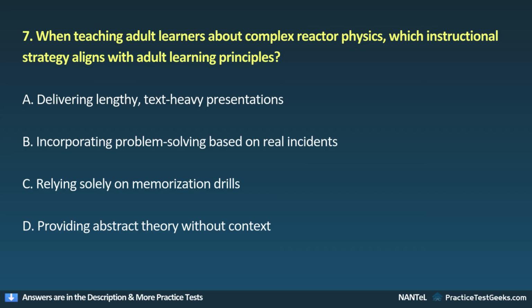7. When teaching adult learners about complex reactor physics, which instructional strategy aligns with adult learning principles? A. Delivering lengthy, text-heavy presentations. B. Incorporating problem-solving based on real incidents. C. Relying solely on memorization drills. D. Providing abstract theory without context.